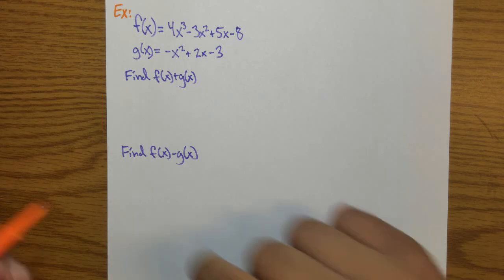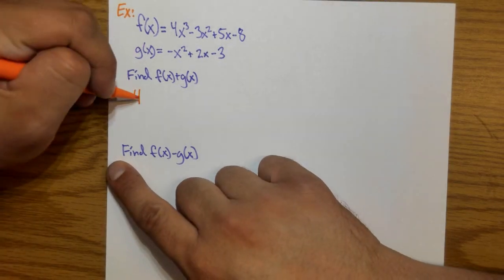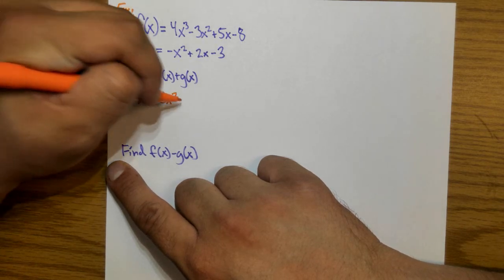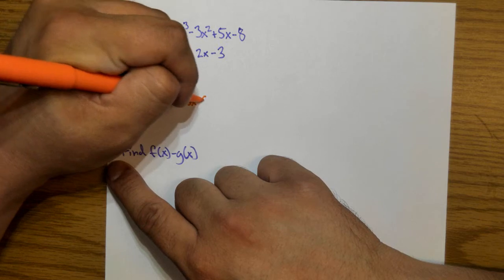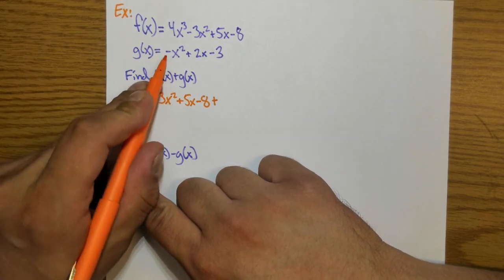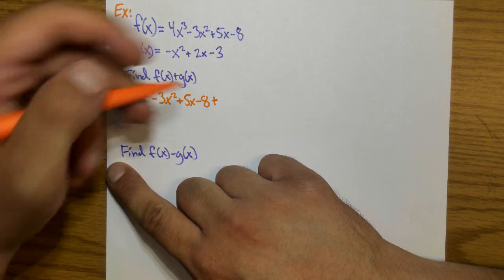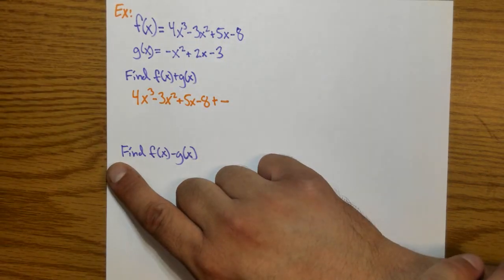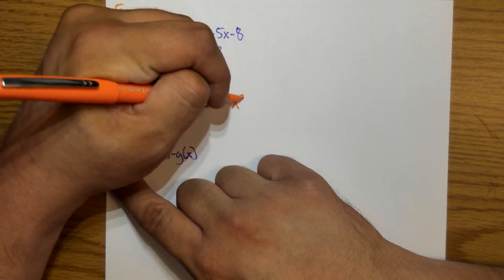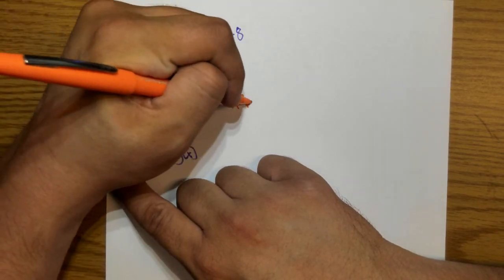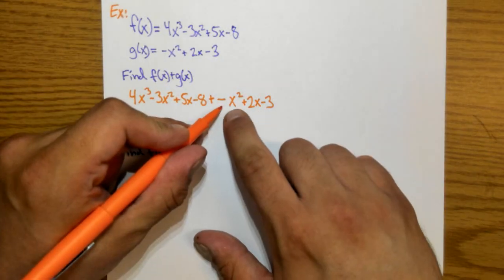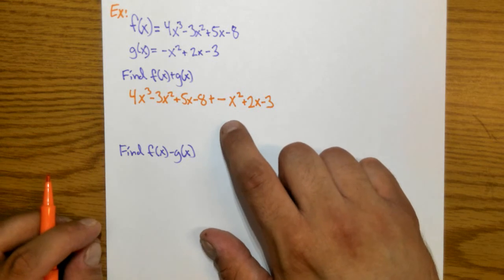So again, we're just going to write it out for addition. 4x cubed minus 3x squared plus 5x minus 8. Then plus, but it's going to be plus a negative. So watch out. Plus a negative is the same thing as minus. So just be careful about that. So x squared plus 2x minus 3. But we don't need to distribute this minus because the minus only belongs to that x squared.